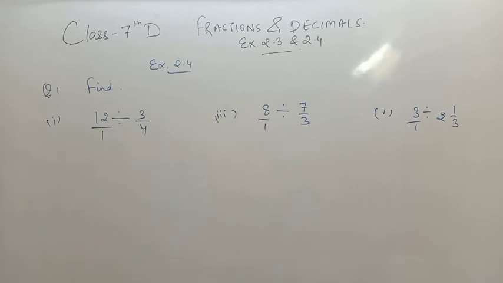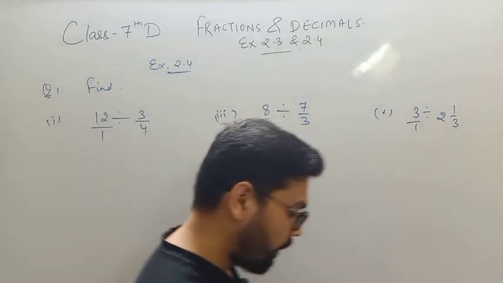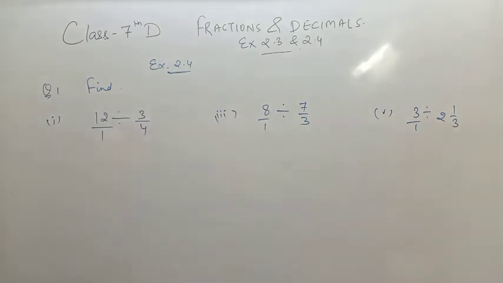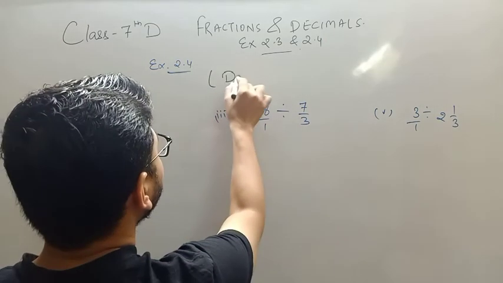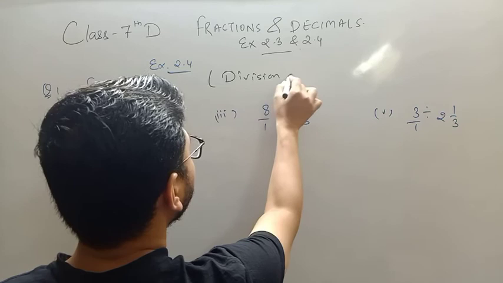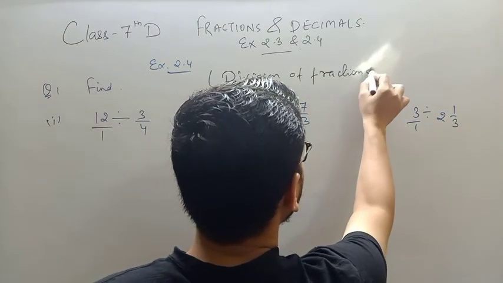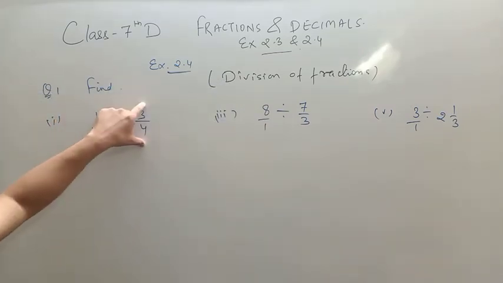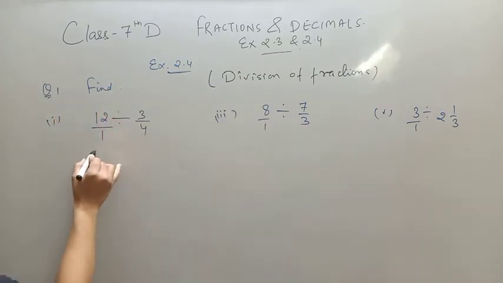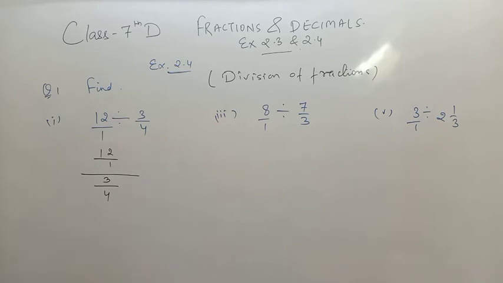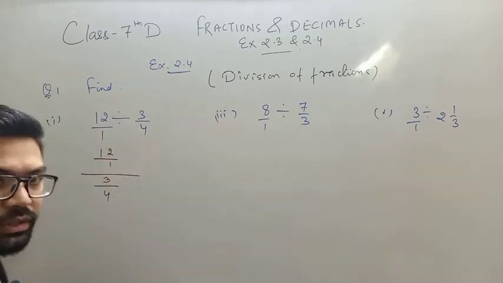Now the first question of your exercise 2.4, this is nothing but the division of fractions. So you have 2 fractions and you just need to divide these fractions. So you can write 12 divided by 1, divided by 3/4. And I explained to you in the class how to solve the division of 2 fractions.